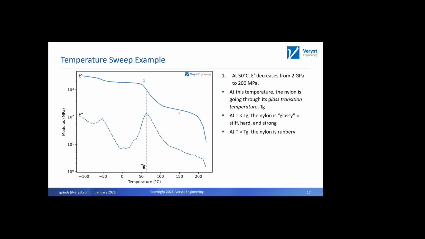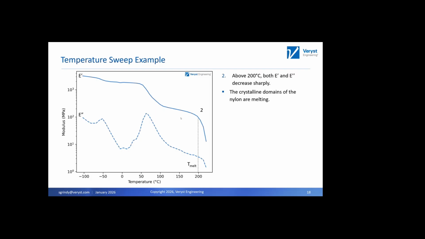But we know, from our earlier discussion, that nylon is a semi-crystalline material. So at higher temperatures, we still have a pretty high modulus. This is about a few hundred, 200 or so megapascals. And that's up until we get to point number 2. And this is the melting temperature of those crystalline domains. So at about 200 degrees C, we see this sharp drop off in the modulus.